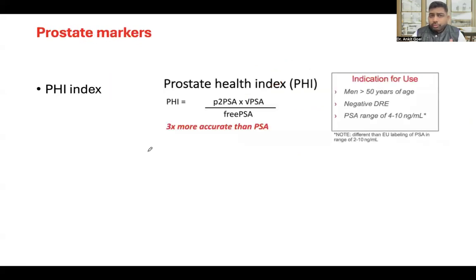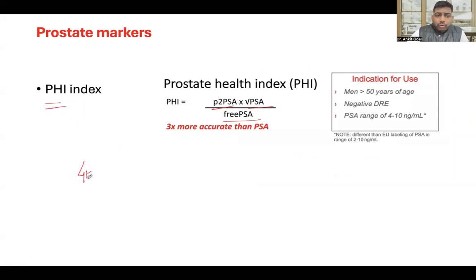Then the last one, which is based on your prostate markers. They definitely won't ask you to calculate the PHI index for a particular patient based on the PSA or the -2 proPSA. It's not possible for you to calculate this, but you should know the components of it. The -2 proPSA, total PSA, and free PSA are the components of the PHI index.